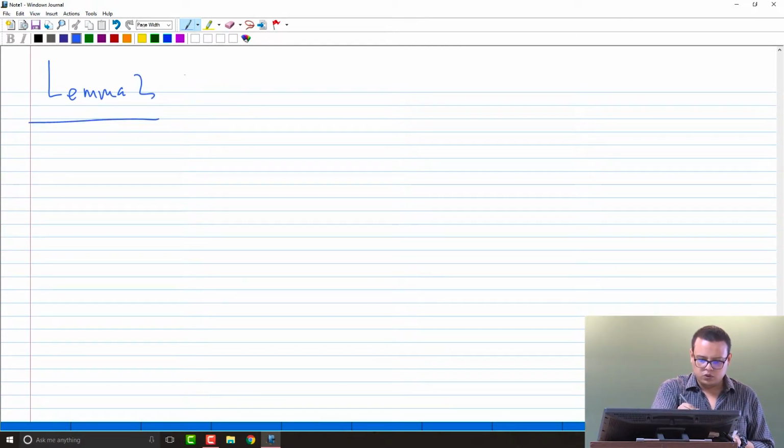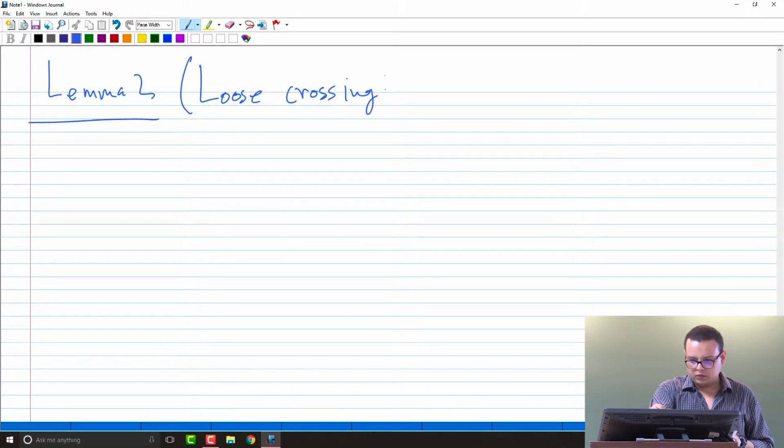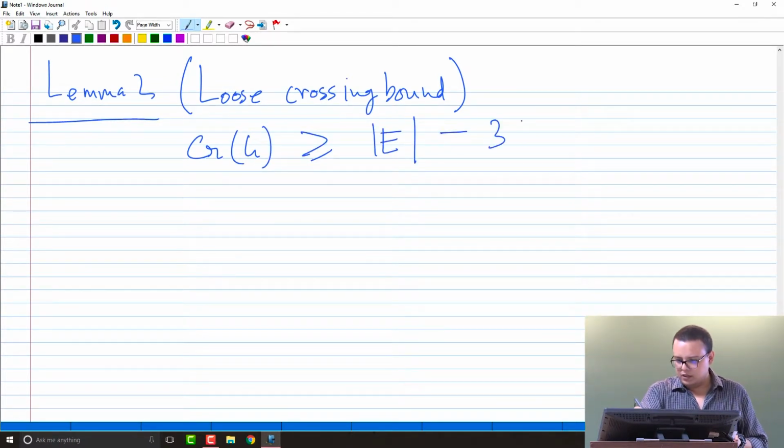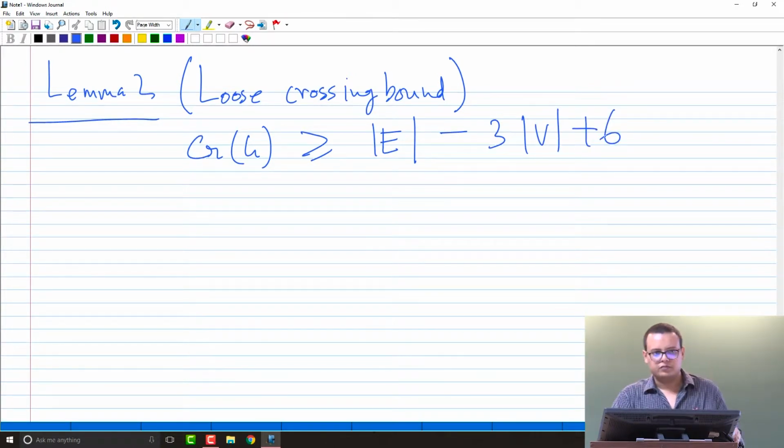Let us use a loose crossing bound. So, what you can prove is that the number of crossings is greater than or equal to the number of edges minus the number of vertices plus 6. So, remember, a planar graph has how many edges at most? 3v minus 6. So, this is basically minus of 3v minus 6.